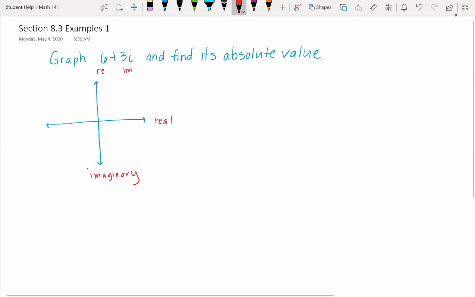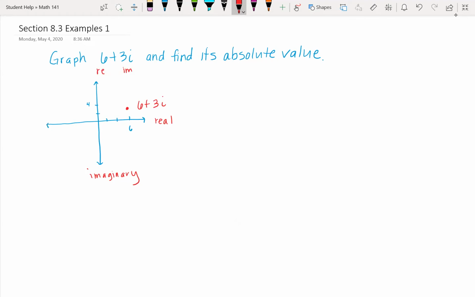So we're going to move 6 spaces in the direction of x. I'll just go by 2's. And then we're going to go 3 spaces in the direction of y. So in this context, our point is going to be here. That's going to represent the point 6 plus 3i. So we're just using 6 for the x coordinate and 3 for the y coordinate.